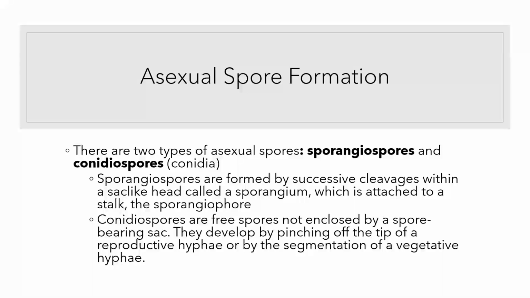Conidiospores are going to be free spores, so they're not going to be enclosed in a sac like the previous one. These are just developed by pinching off the tips of reproductive hyphae or segmenting vegetative hyphae. So we're just pinching off the ends of the hyphae that are already there.